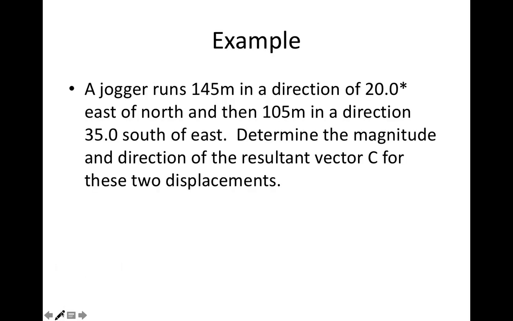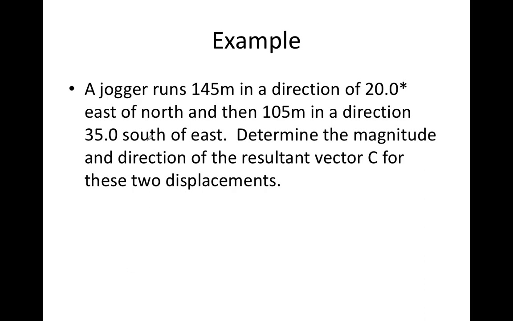So here's an example question. A jogger runs 145 meters in a direction of 20 degrees east of north, and then 105 meters in a direction 35 degrees south of east. Determine the magnitude and direction of the resultant vector C for these two displacements. So the first step is to draw a sketch of the diagrams.